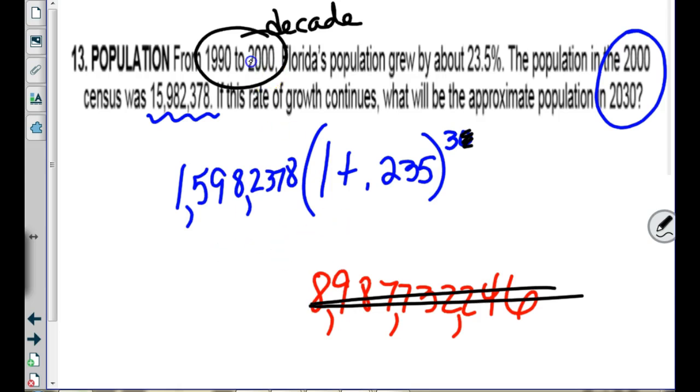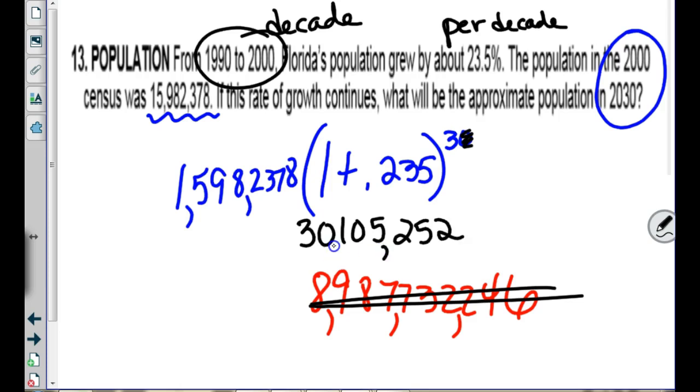So if they did this in a decade, there's 3 decades in here, so then we'd have 301055252, roughly 30 million people. That's a little more reasonable. So a huge amount of growth, but it took 10 years to do that. It can't do that every year. All right, my bad. Sorry about that.